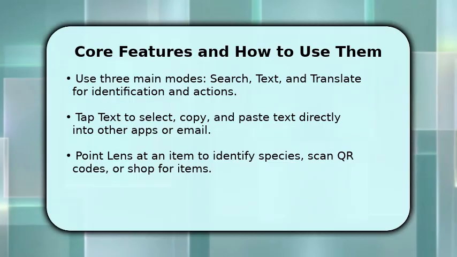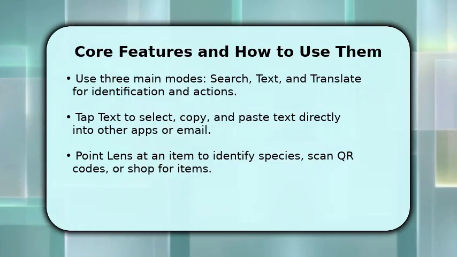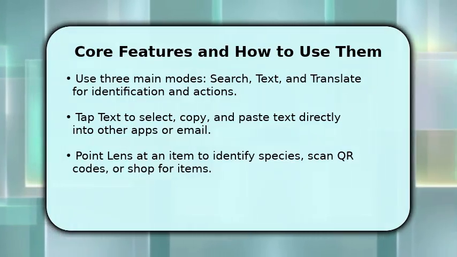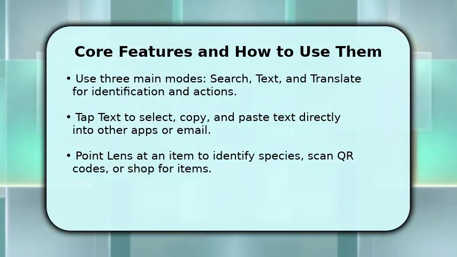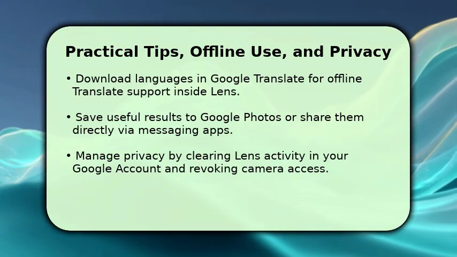Lens also scans QR codes and extracts phone numbers and addresses for quick actions. For offline translate use, download languages inside the Google Translate app so Lens can translate without data.